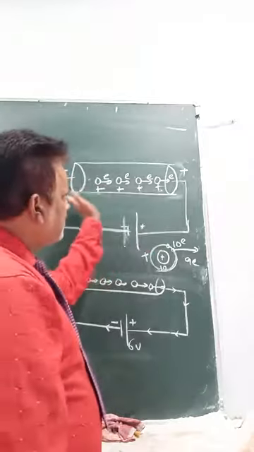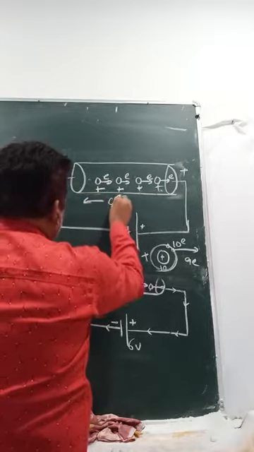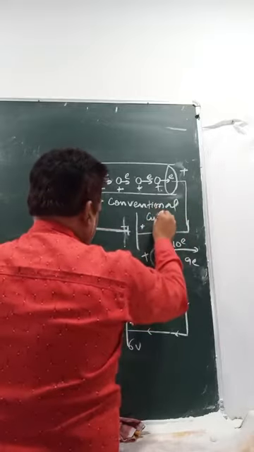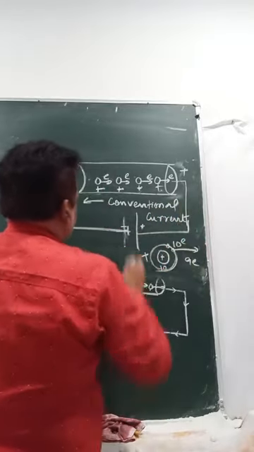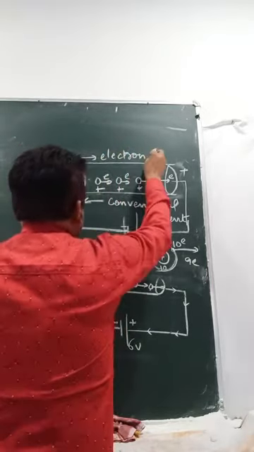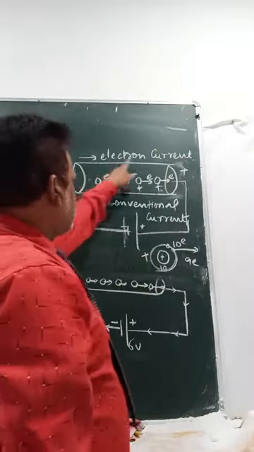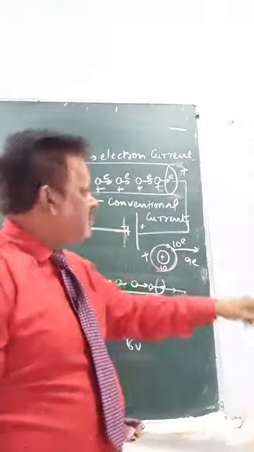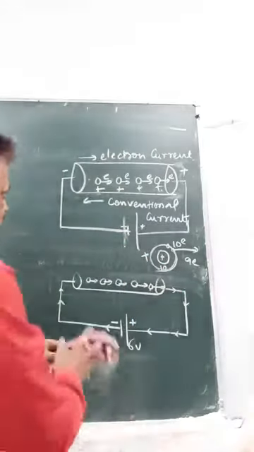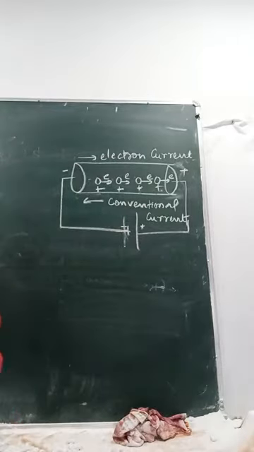That means it is happening in the opposite direction. This direction is conventional current. This direction is electron current. Electron current moves from negative to positive. Conventional current moves from positive to negative. So you can write 2-3 lines on this. What are you going to write? You can write 2-3 lines here.